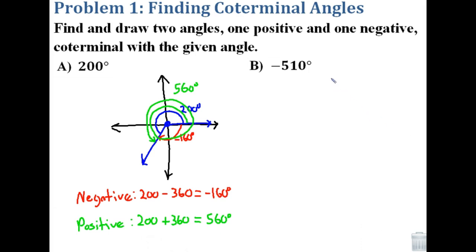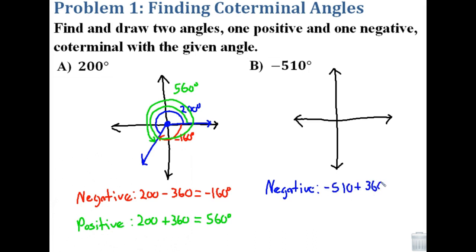Now the trick with part B is that negative 510 degrees is less than negative 360, so it's more than one wrap around the coordinate system. What I'd recommend with this one is don't try to draw negative 510 right away. Let's find a greater negative angle and draw that first. So I can find another negative angle by taking negative 510 and adding 360 to it. That's going to give me negative 150. And like I said, it's going to be easier to draw that negative 150.